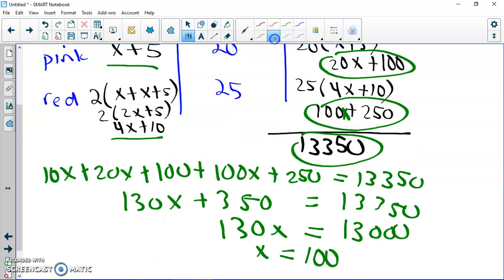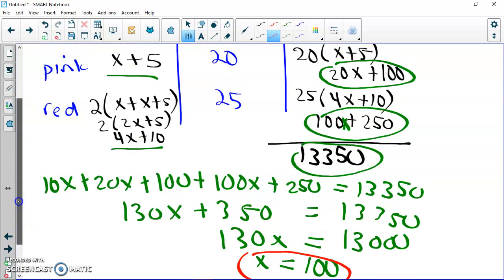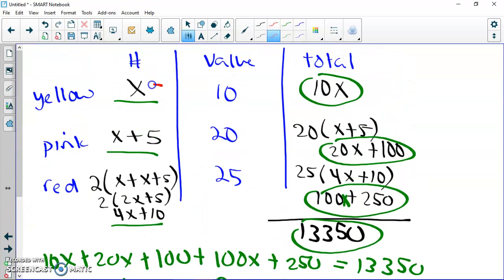All right, so x equals 100. Pause this if you need to check my work for solving this equation. And then we need to know the number for each. So x equals 100. So there are 100 yellow, 105 pink, and 400 plus 10, so 410 red tulips. All right, so that was the answer for number 4, part C.